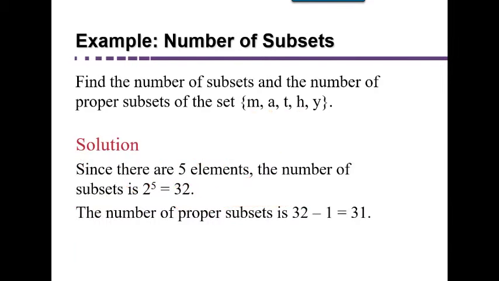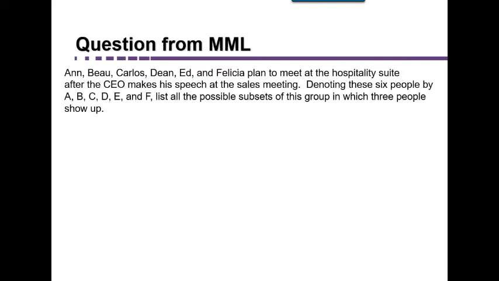What's 2 times 2 times 2 times 2 times 2 going to be? That's going to be 32. Okay, so that would be a big tree diagram, right? We'd have 32 branches on that sucker. And then proper subsets, all we have to do is subtract.